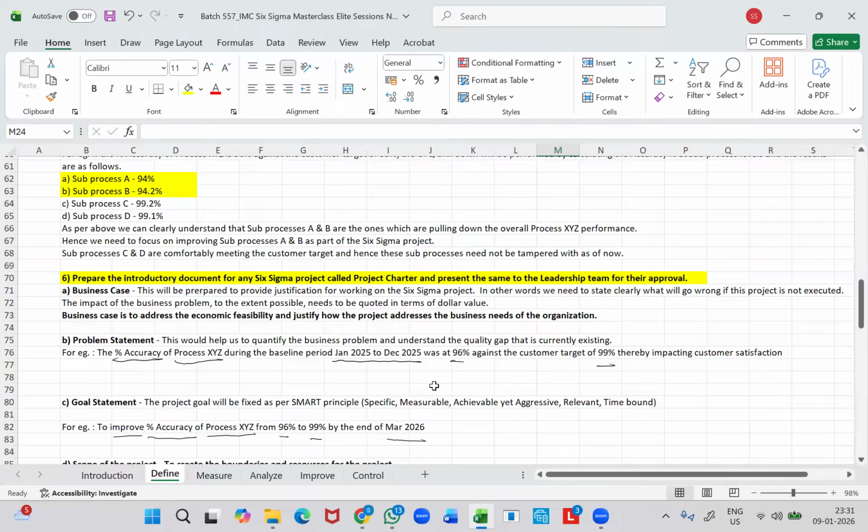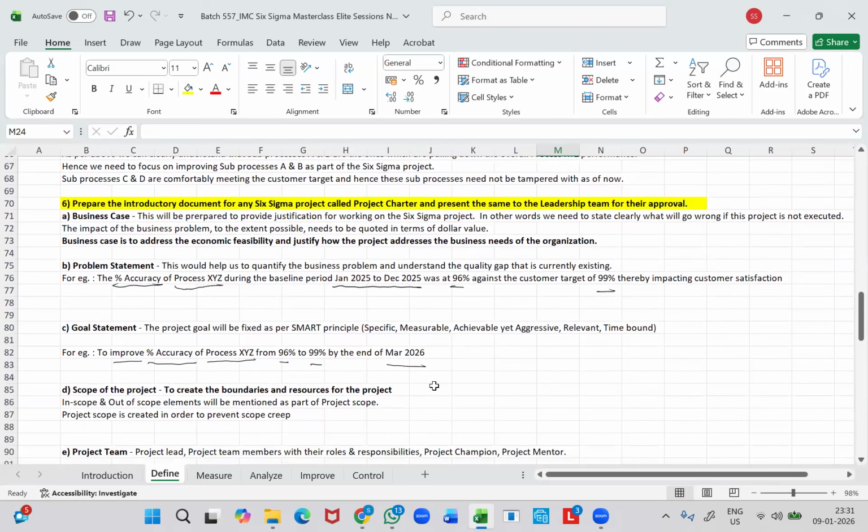So it will consist of the CTQ metric name and then the process name, the baseline period, which should typically be the latest 1 year period, and then the current performance of the process, which is the baseline measure of the CTQ metric. And this will be compared with the customer target. And then we will also end the sentence with the high level impact that would be felt by the customer.